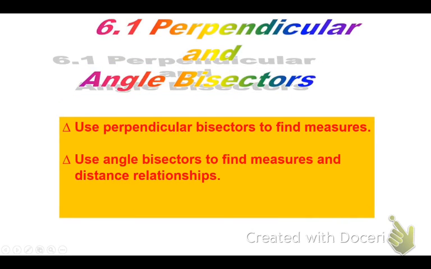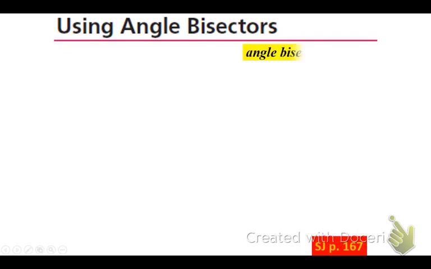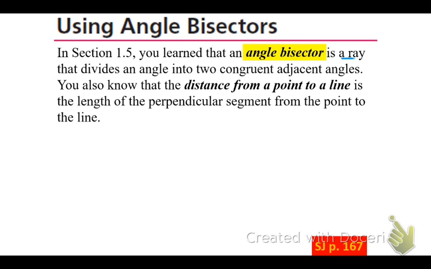So I know there are these 3 things of what we're doing, but we're going to talk about bisector. Can someone with a raised hand tell me what a bisector is? Something that cuts something into 2. So what are we cutting into 2 if we have an angle bisector? An angle. Okay, so here is the fill in the blank that you have in the middle of the page. In section 1.5, you learned that an angle bisector is a ray that divides an angle into 2 congruent adjacent angles.